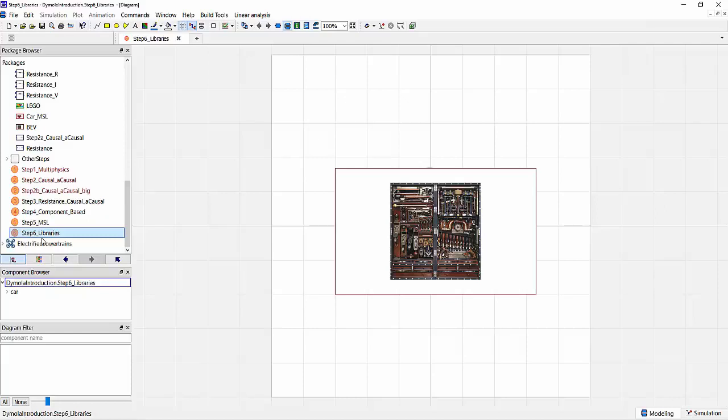So with that, I hope this very brief introduction gave you a better understanding of the value that is inherent in using Modelica for multi-physical systems modeling.